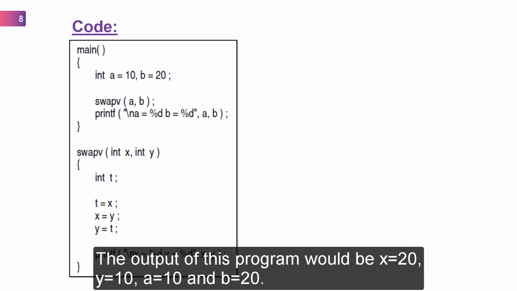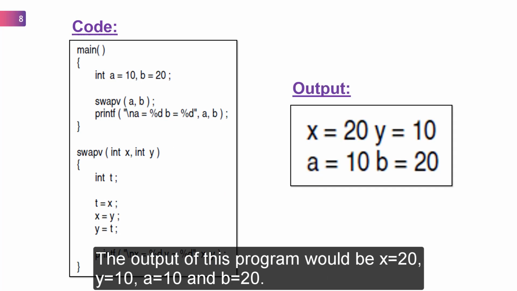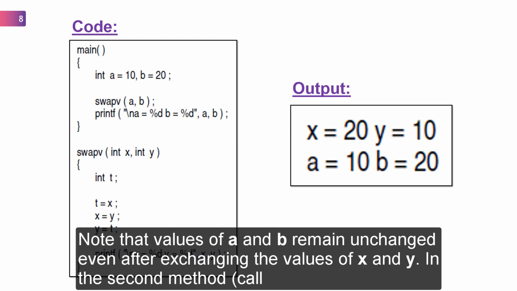The output of this program would be x = 20, y = 10, a = 10, and b = 20. Note that the values of a and b remain unchanged even after exchanging the values of x and y.